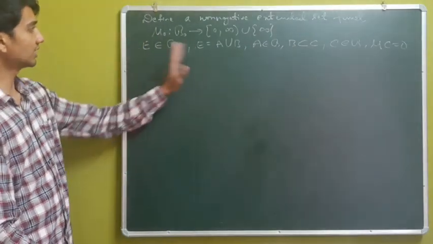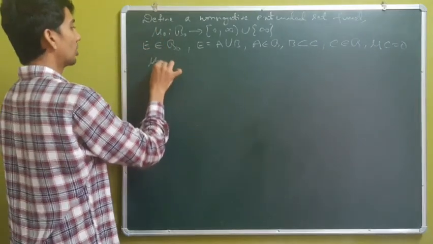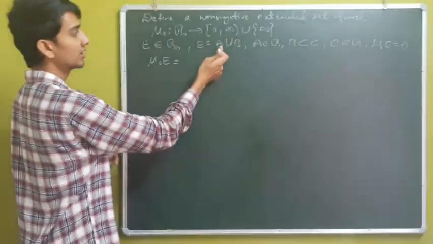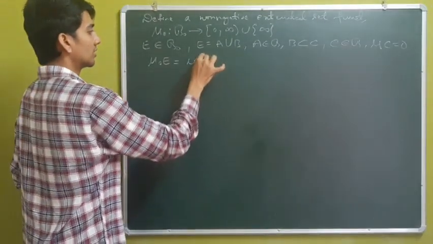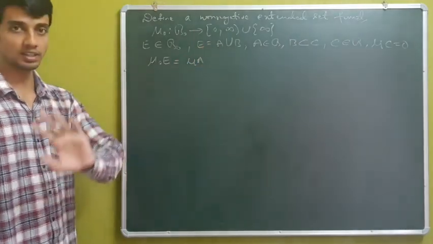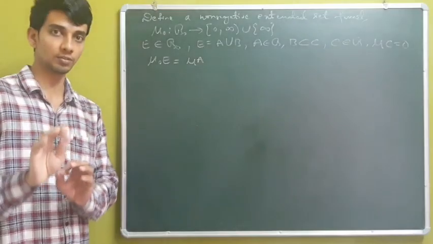Now, having the set E of the form like this, I will define the measure mu naught of E to be the measure of the first set in the union. So I am defining mu naught of E to be mu of A, and I will show that the measure we have defined is well defined.